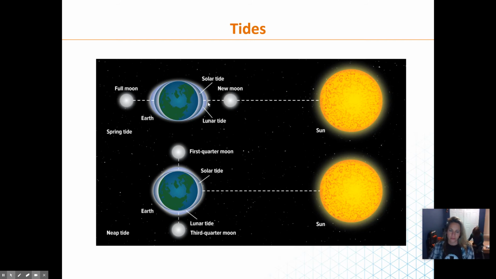And so notice how they're all in a straight line. So the moon is pulling this way, the sun is pulling this way. So you've got it in one direction. So you're getting a higher than normal tide.